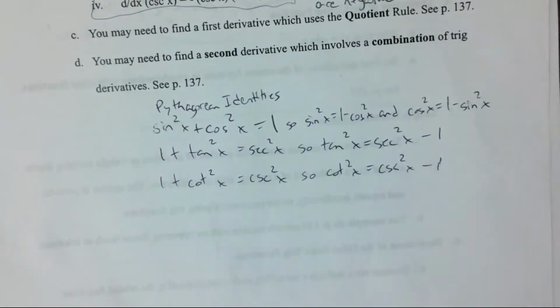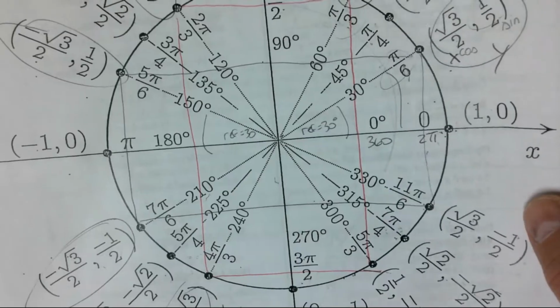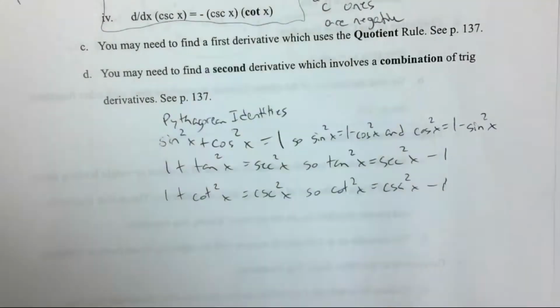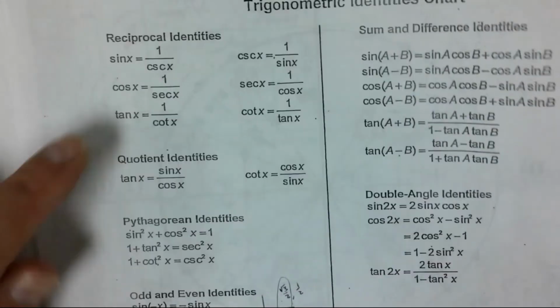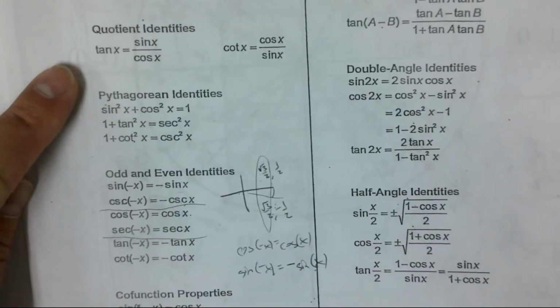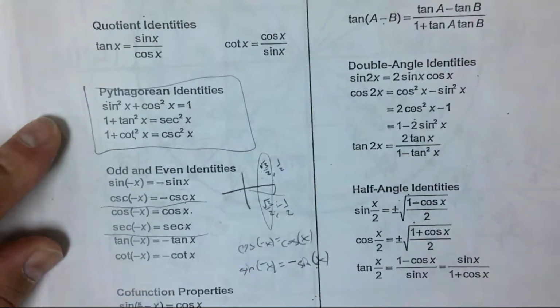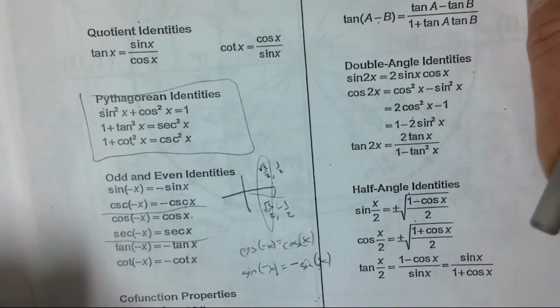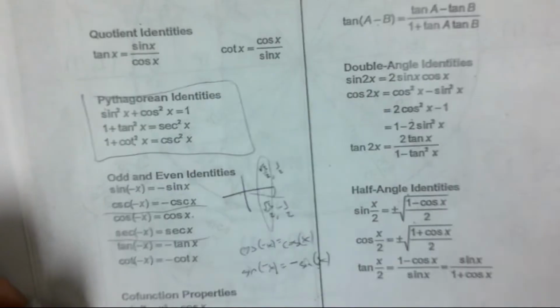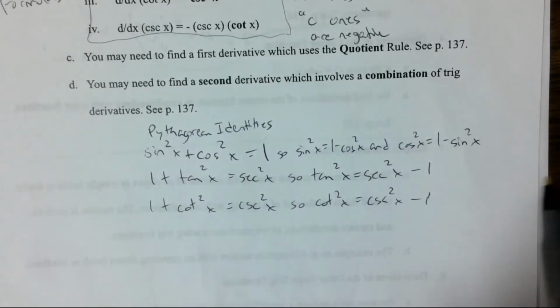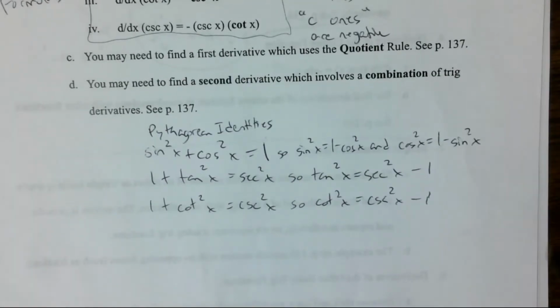First off, where you find those, you might have a packet which looks like a unit circle. And then here are your reciprocal identities, your quotient identities, and your Pythagorean identities, which are what we're talking about right there. And then there's some other stuff, but these are the ones you're going to need.